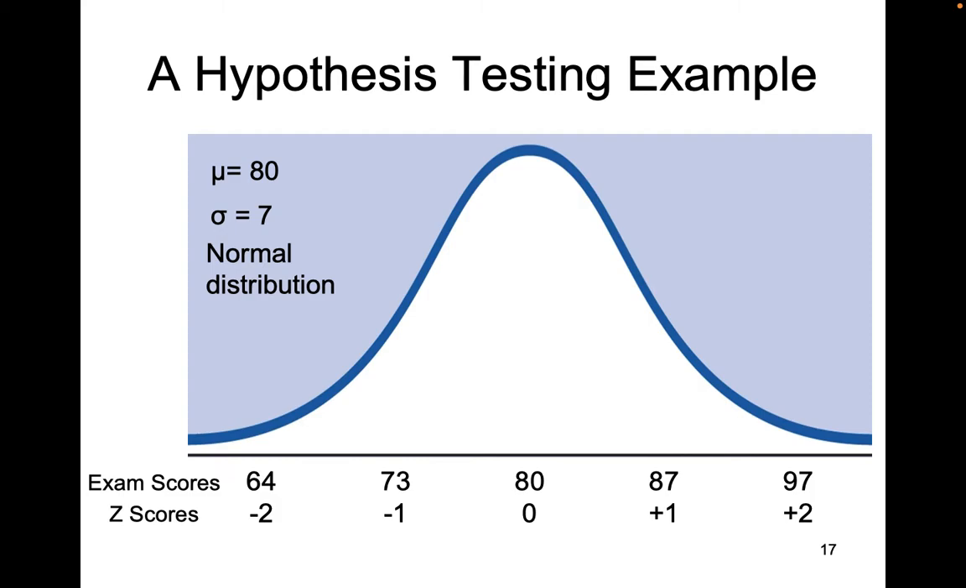As shown in the figure, the professor knows, because of many semesters of collecting data, that the exam scores are normally distributed with a mean of 80 and a standard deviation of 7. That's very useful information because what that also tells us is that in this population of students, the chance of a student getting an exam score higher than, say, a 97 would only be about 2%.